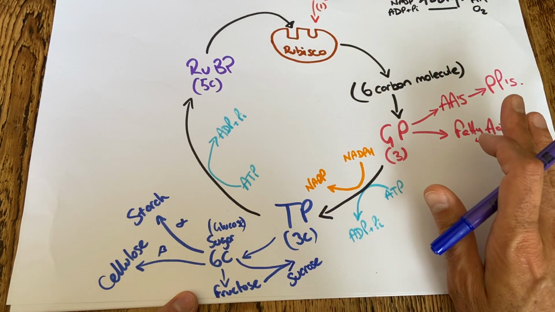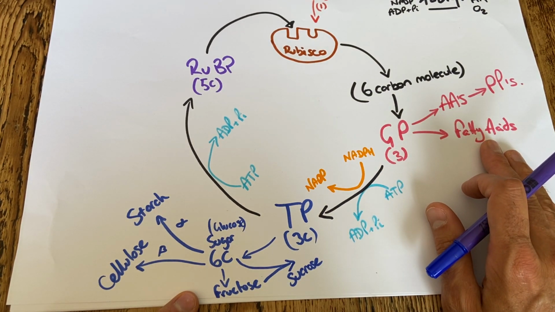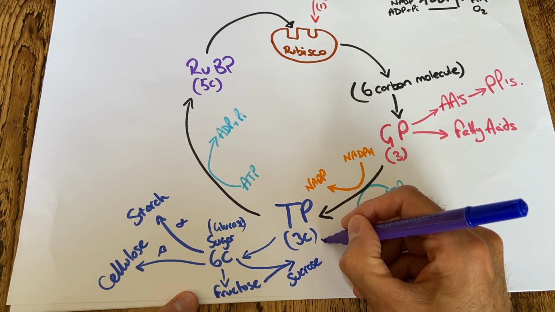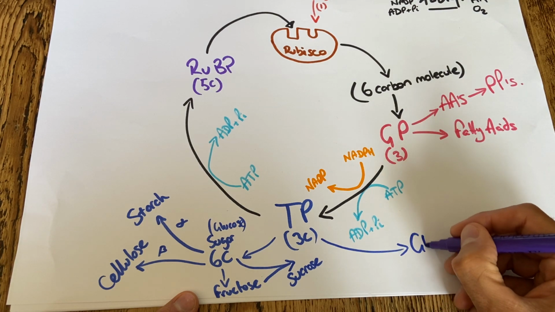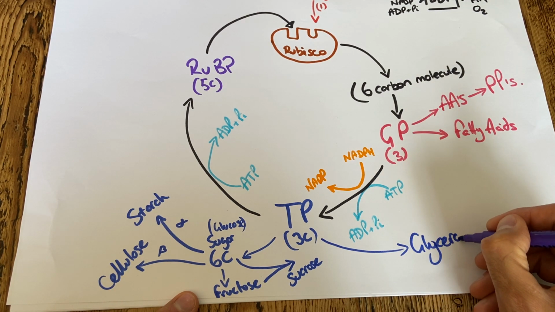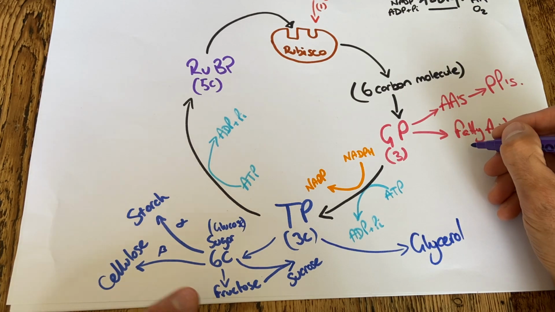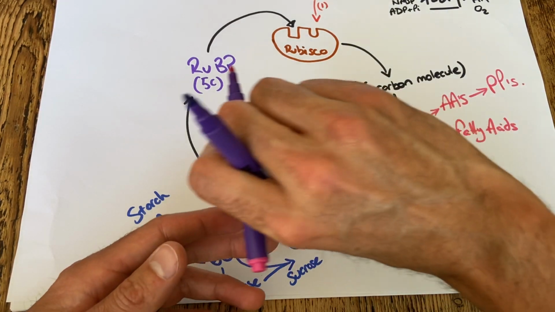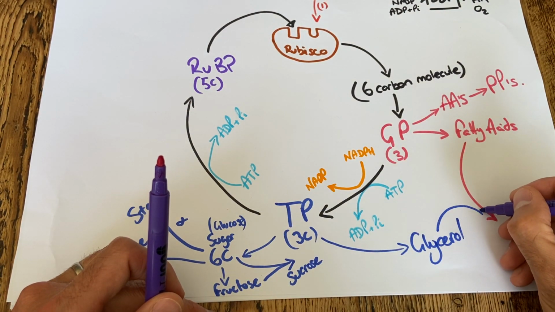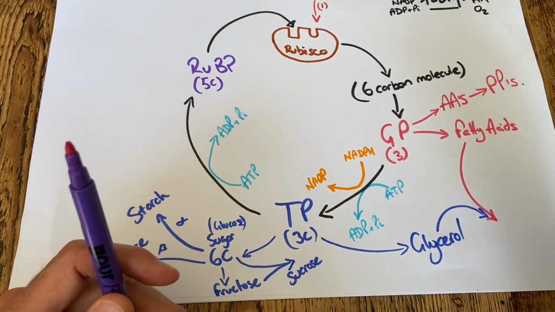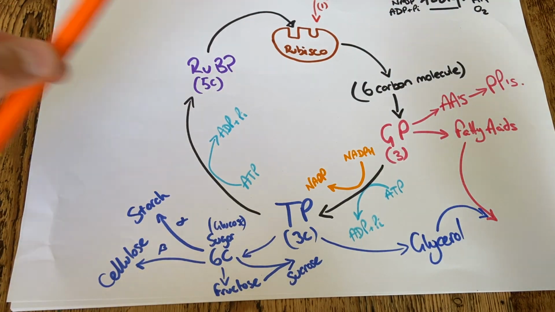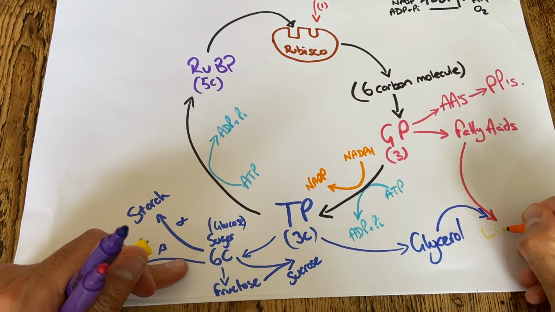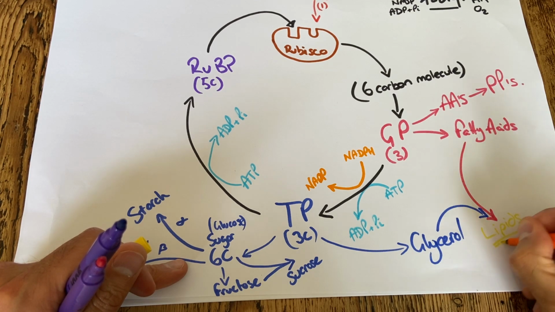The other alternative, obviously, we've got fatty acids, part of the equation to create some lipids over on the far side here. But the other route that TP can take would be to create a glycerol molecule. And then if we had some fatty acids, perhaps 3 of those, let's say, and a glycerol molecule created, that would help us to create triglycerides or lipids.